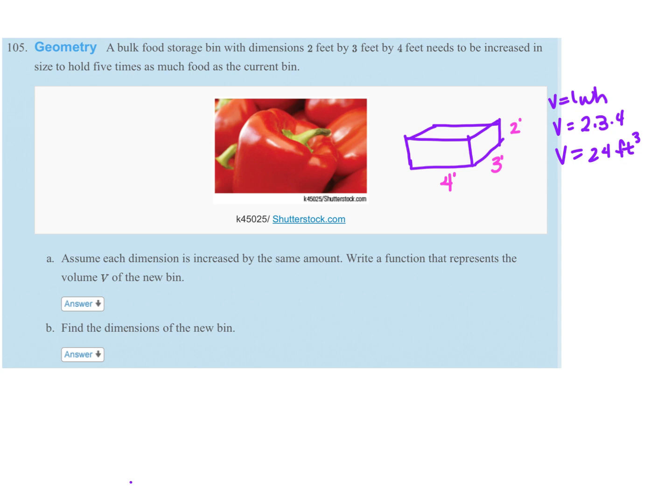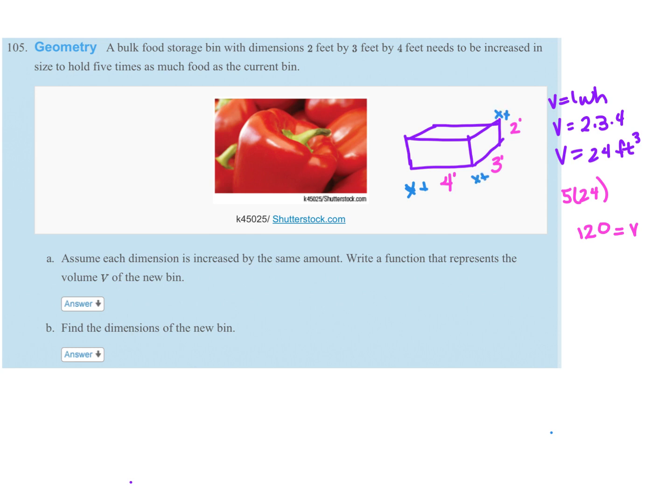And so we want to increase the size to hold 5 times as much food as the current bin. So what we're going to do is multiply 5 times 24 to get the new volume that we want. So 5 times 24 is 120. So the number is 120 is what we want the new volume to be. Now it says we're going to increase each dimension by the same amount. And so we're going to add a number to each length.